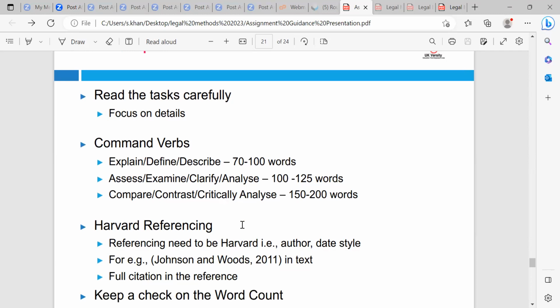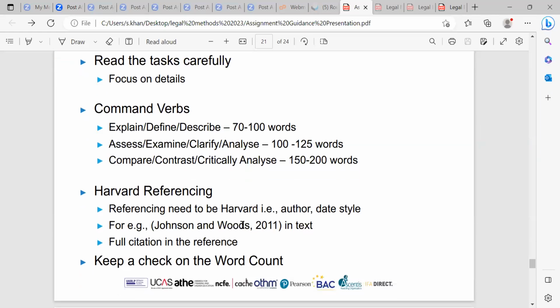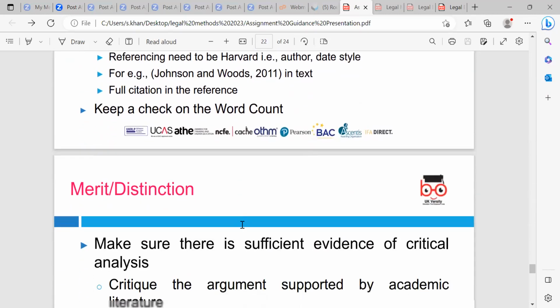Assess, examine, clarify, analyze, 100 to 125 words. Compare, contrast, critically analyze, 150 to 200 words. Use the Harvard system for referencing. Referencing needs to be the Harvard system, for example, the author and the date style. For example, Johnson and Woods 2011 in text. Full citation in the reference. Keep a check on the word count as well, it's important.